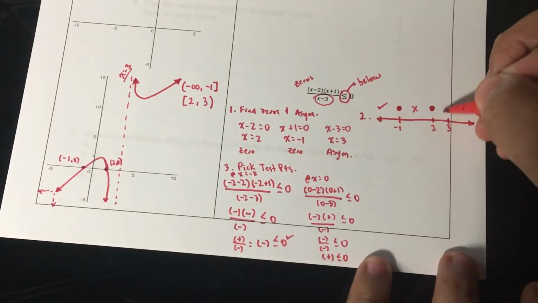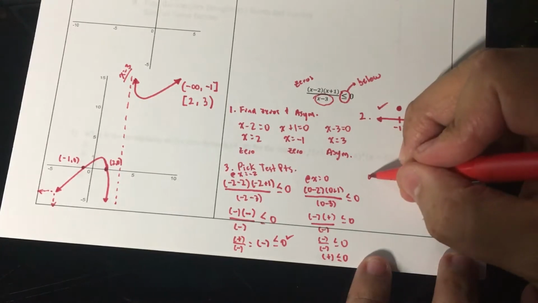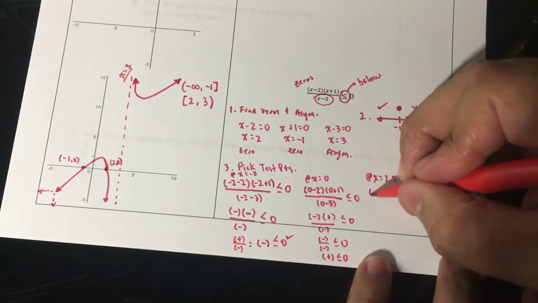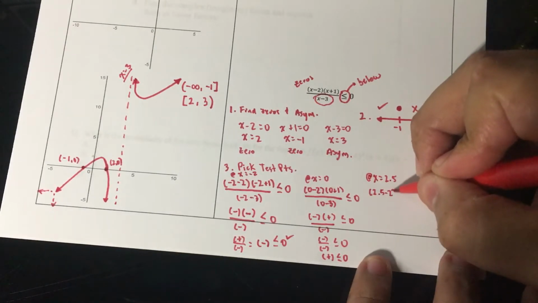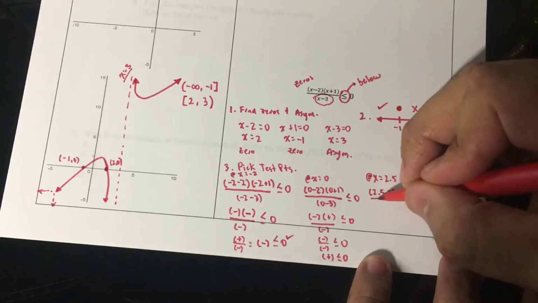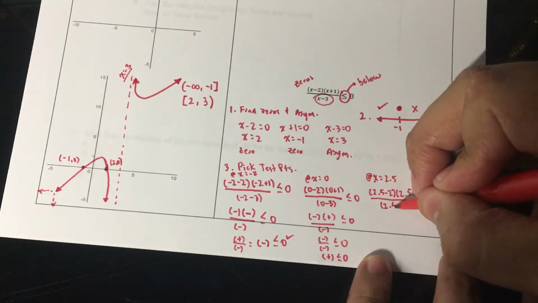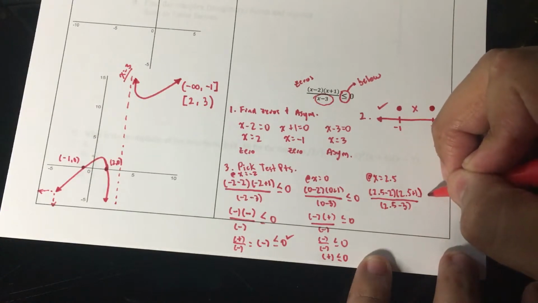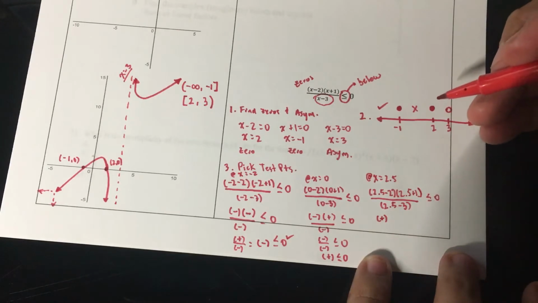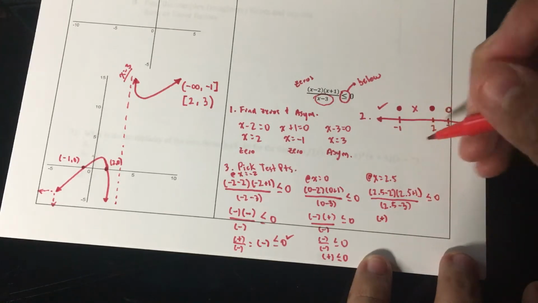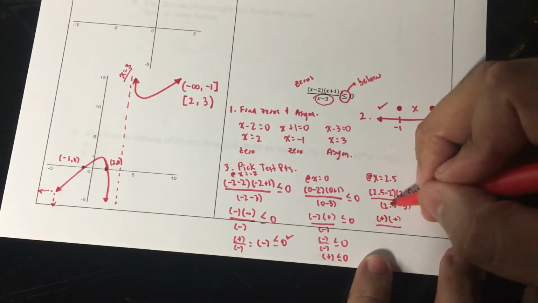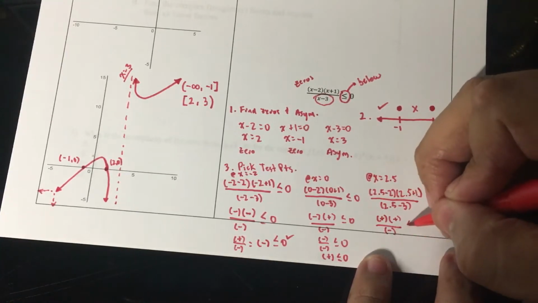So I'm going to choose a point now in between, so 2.5. Okay, that's between 2 and 3. So 2.5 minus 2, 2.5 plus 1, 2.5 minus 3. So here, 2.5 minus 2 will result in a positive number. 2.5 plus 1 will result in a positive number. And 2.5 minus 3 will result in a negative number.